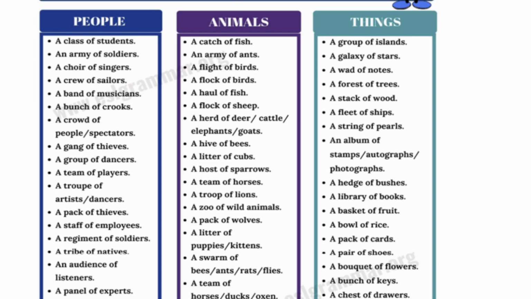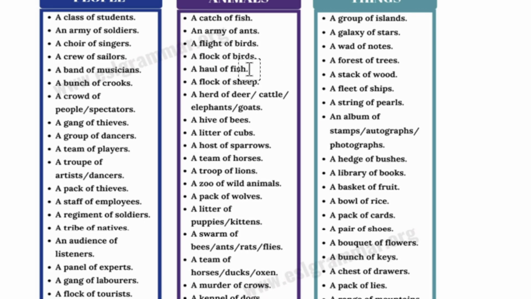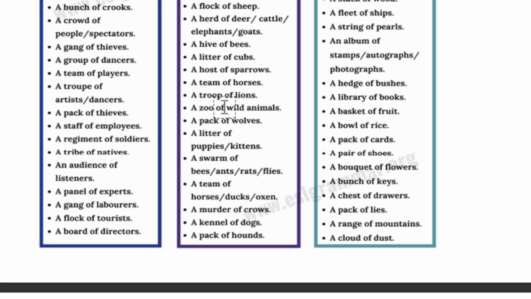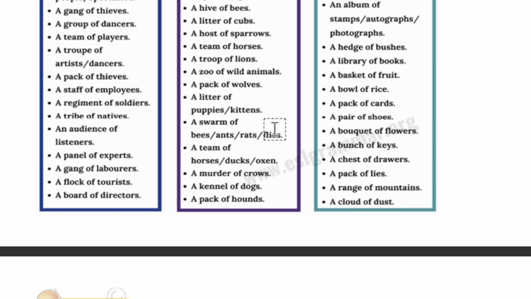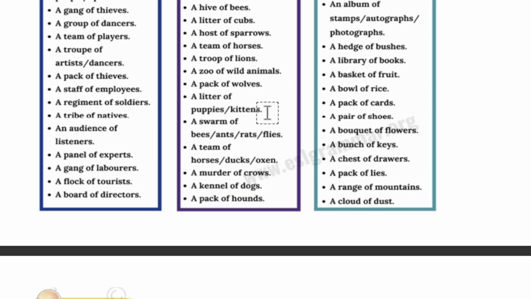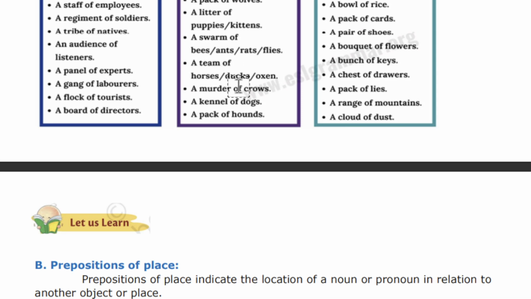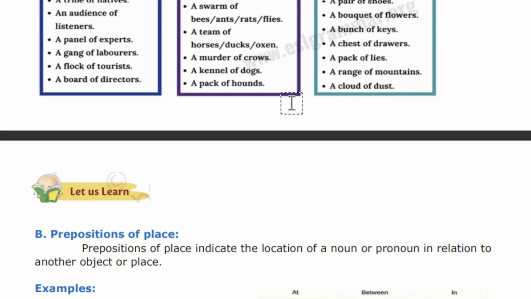Okay, and animals, so the animal part is very important. Okay, normally in exam they will be asking animals or things. Okay, so a catch of fish, an army of ants, a flight of birds, a flock of birds, a school of fish, a flock of sheep, a herd of deer, cattle, elephants, goats, a hive of bees, a litter of cubs, a host of sparrows, a team of horses, a troop of lions, a zoo of wild animals, a pack of wolves, a litter of puppies or kittens, a swarm of bees, ants, rats, flies, important, swarm, a team of horses, ducks, oxen, a murder of crows, a kennel of dogs, a pack of hounds.